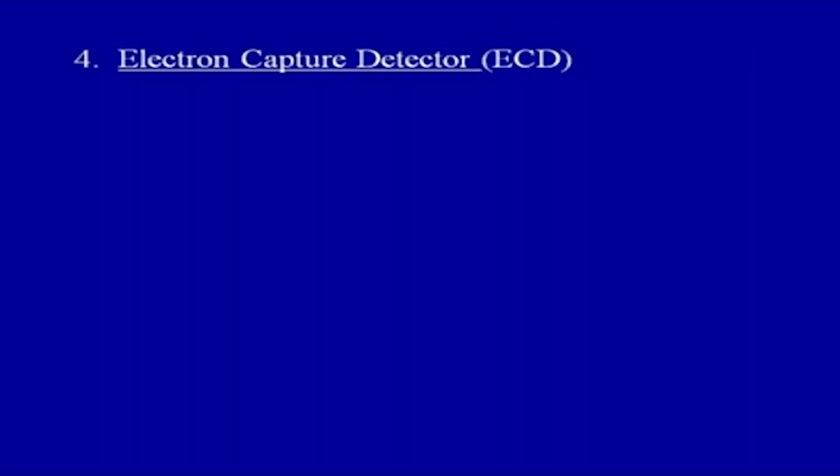Another detector for a particular kind of compounds is called the electron capture detector. The electron capture detector only responds to analytes that can capture electrons, as the name suggests, particularly halogen containing compounds. It is widely used in analysis of polychlorinated compounds like pesticides, DDT, aldrin, dieldrin and all those things. It has a very high sensitivity of around 10 raised to the power minus 13 grams per second, and the upper temperature could go up to 300 degrees Celsius.